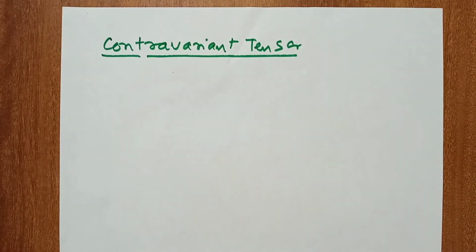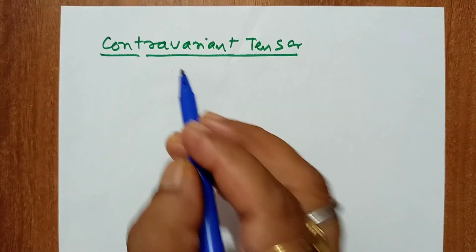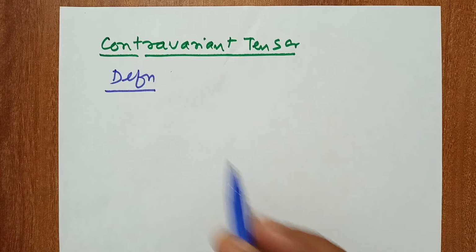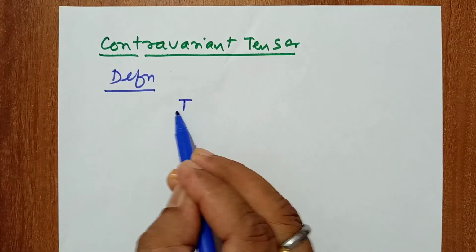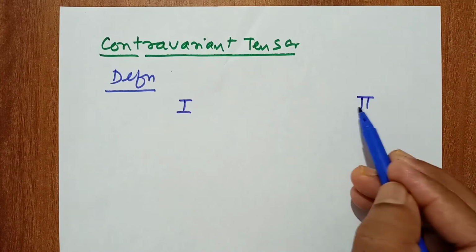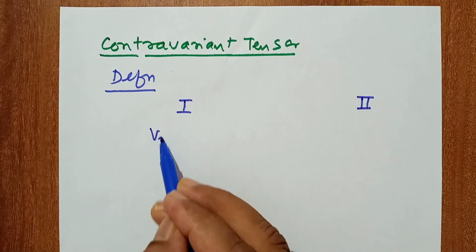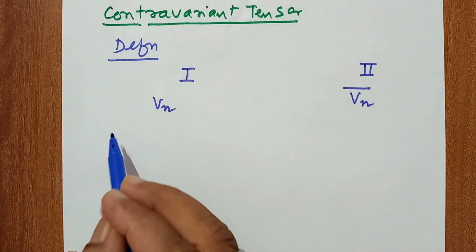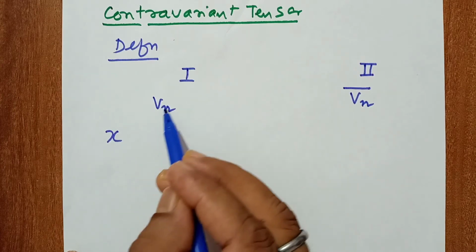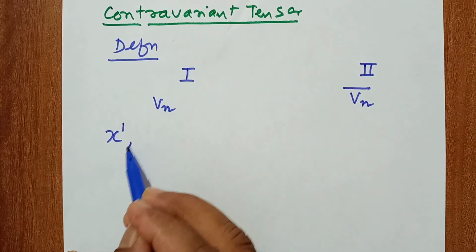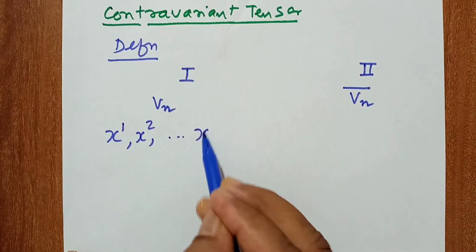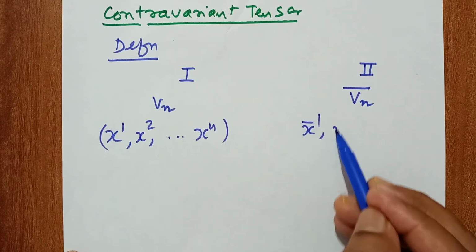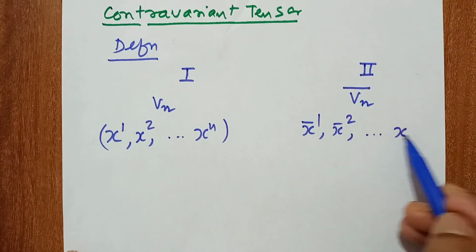So now I am going to define the contravariant tensor. What is the definition? Let us suppose there is one coordinate system and this is a second coordinate system. Suppose this is Vn and this is Vn bar. Vn has coordinates x1, x2 up to xn, and here x bar 1, x bar 2 up to x bar n.